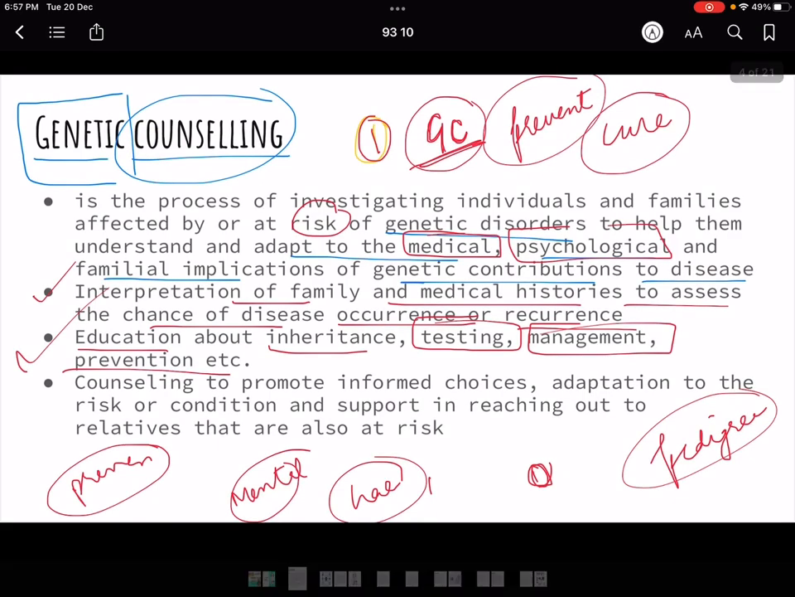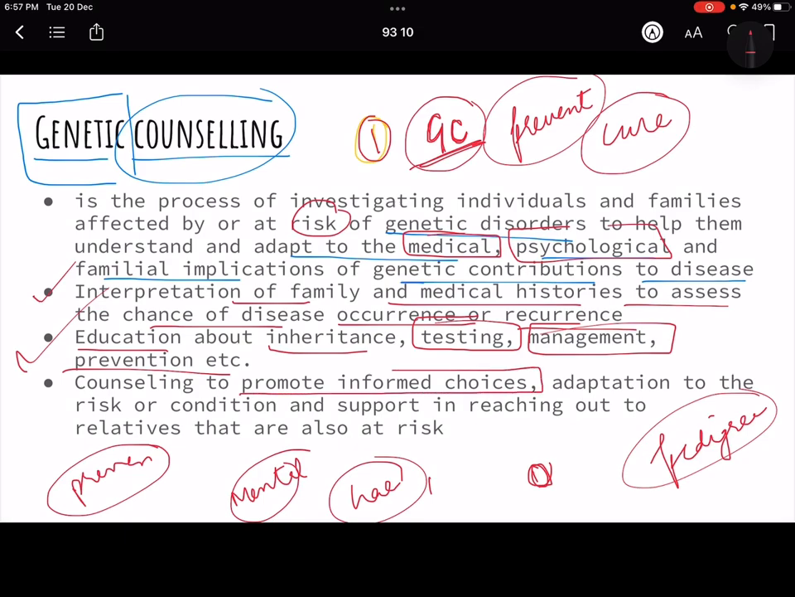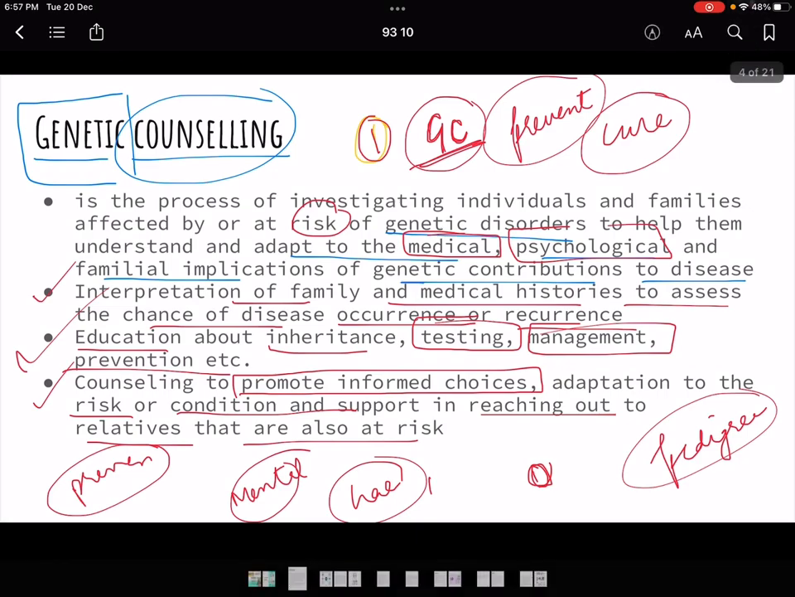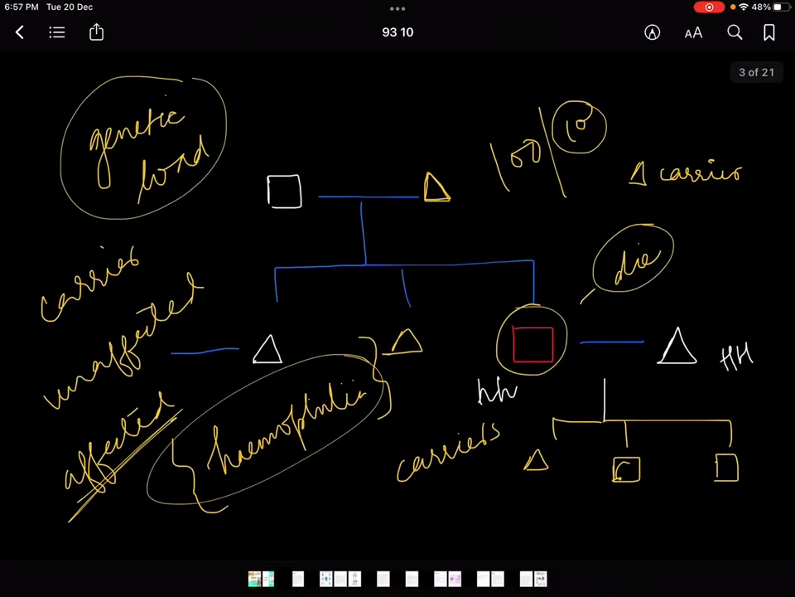It is done to promote informed choices, adaptation to the risk or condition, and support in reaching out to the relatives that are also at risk. For example, you draw a pedigree analysis and you see that there is a couple in your family who don't have a child yet, but they are at risk, so you inform them also.